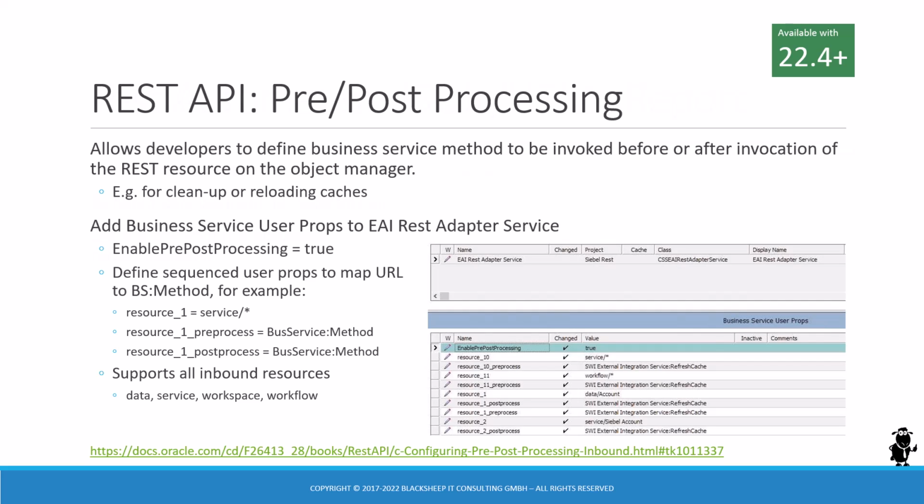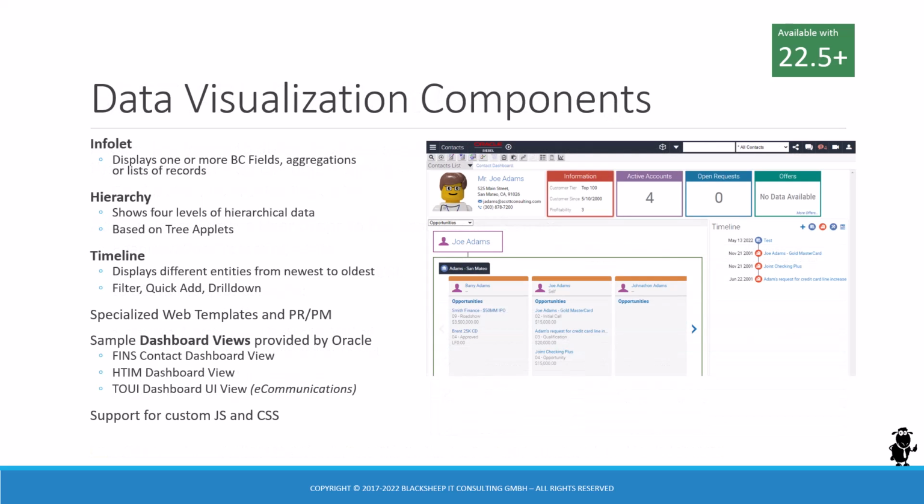Another enhancement in 22.4 was the addition of pre- or post-processing for the EAI REST adapter service, the service behind the inbound REST API, allowing us to run business service methods, well, pre or post the processing of incoming messages. And that one was really worth the wait.